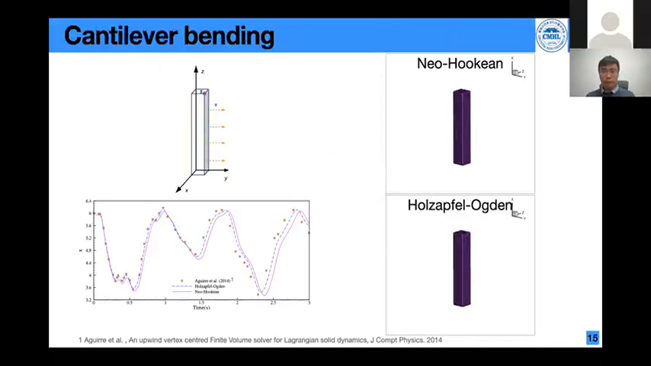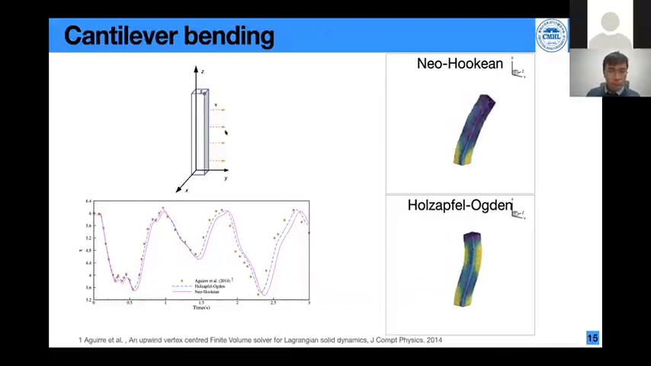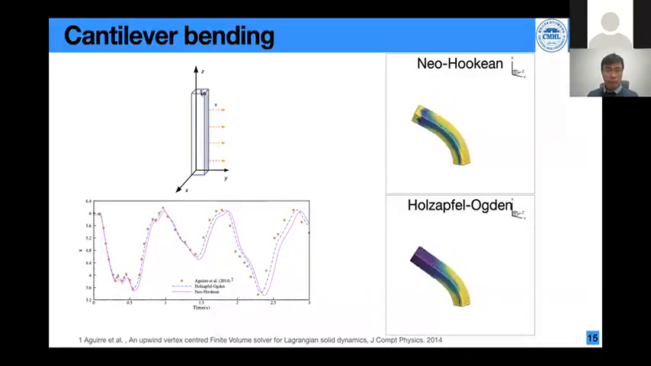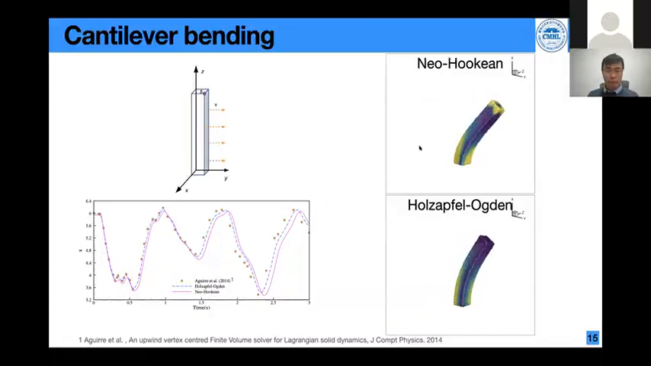Then we validate our solver for the cantilever bending. This is the setup of the cantilever bending. This end is fixed, and then the cantilever can be deformed freely by imposing an initial velocity. Here we set an observer at this point. This is the video of the deformation of the bending. We have applied two nonlinear material models, neo-Hookean and Holzapfel-Ogden.